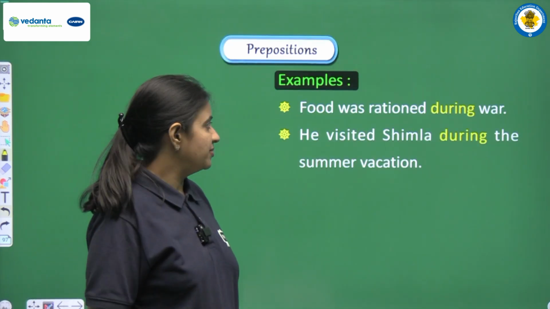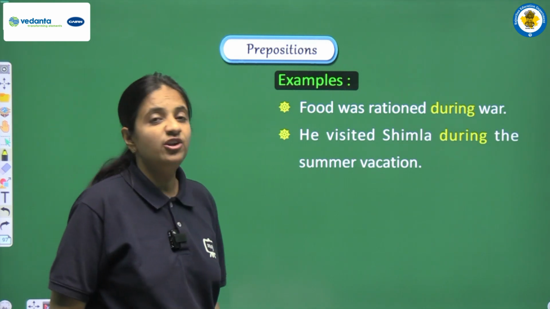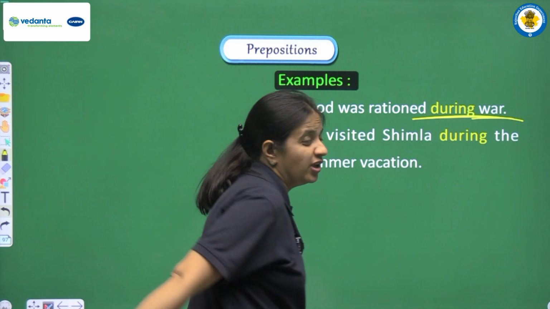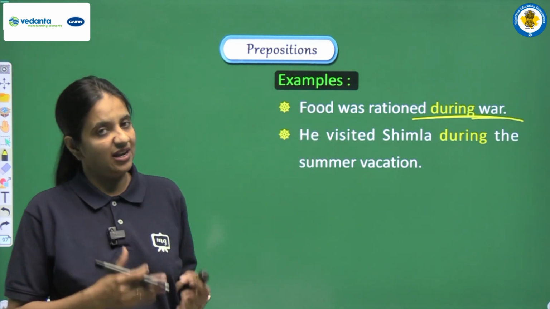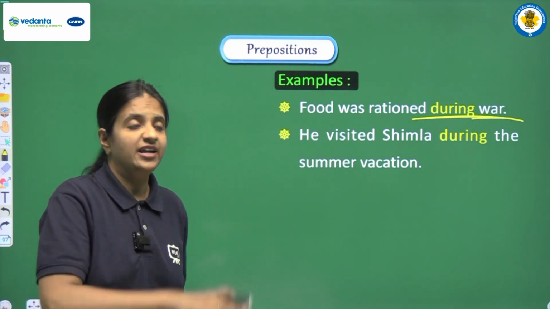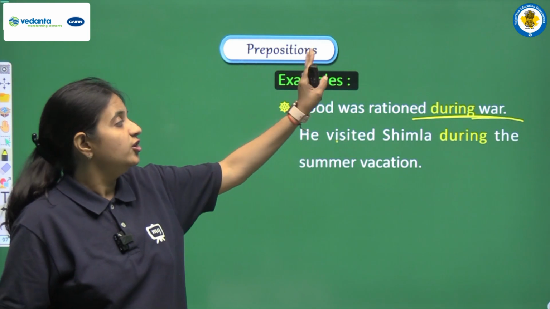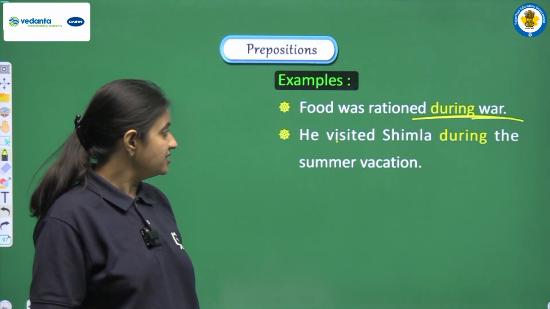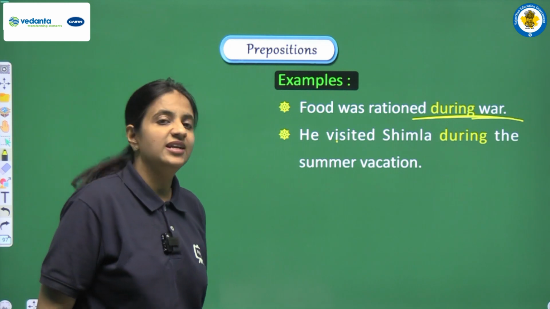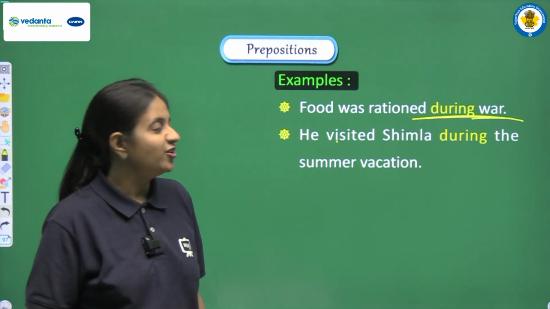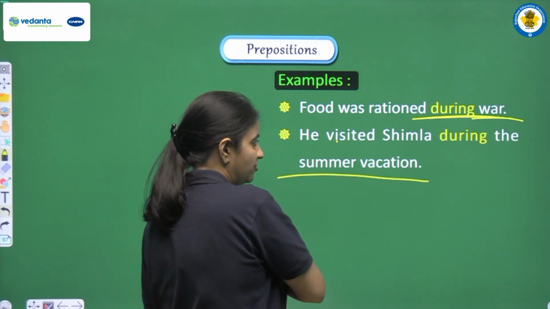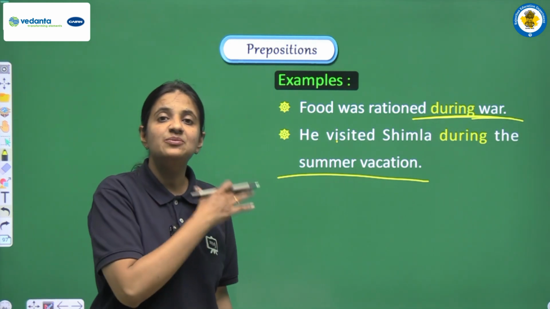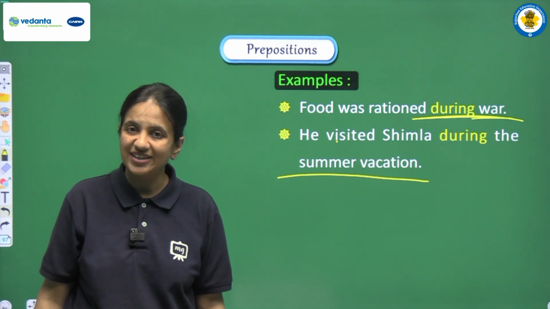So let's see the examples. Food was rationed during war. So here we are talking about war time. We are talking about one period of time, and we are saying that during that time this thing was there. During that time food was rationed. Next is, he visited Shimla during the summer vacation. So again we are talking about this period, that is summer vacation, and we are saying that he visited Shimla during this period.